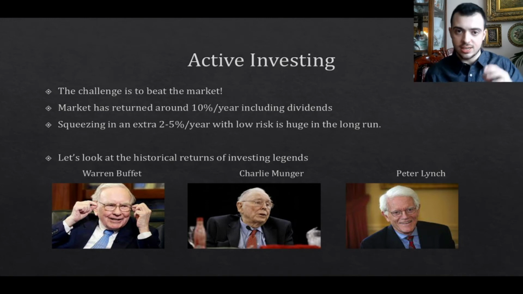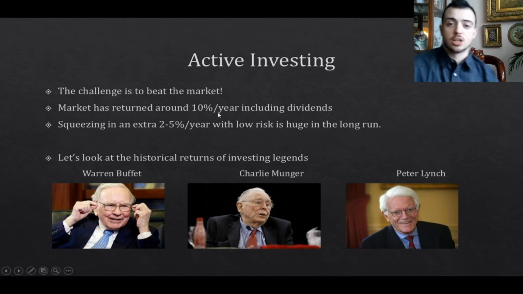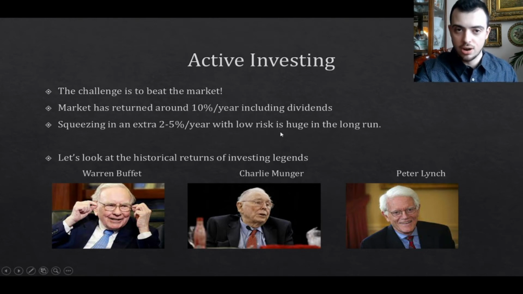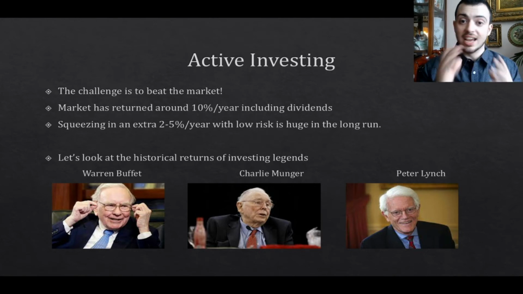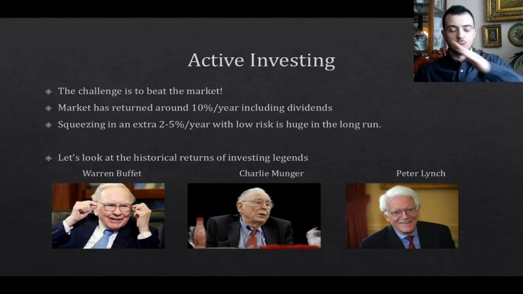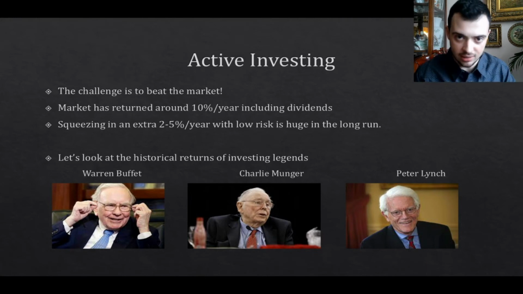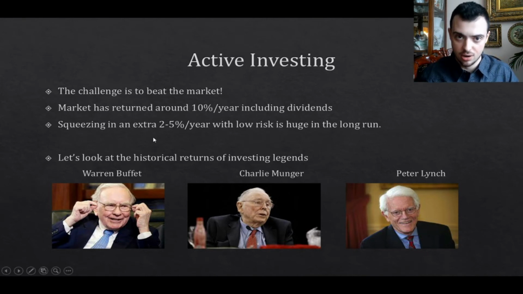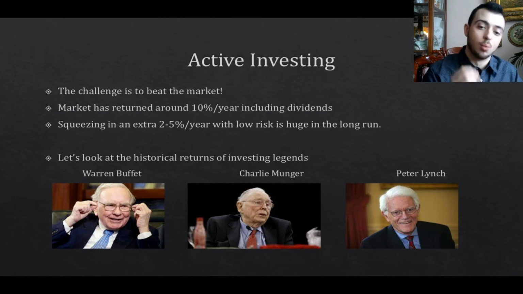That is your whole goal, is that you want to beat the S&P 500 or whatever index you're trying to beat. So as you can see, passive investors are going to take advantage of the 10% per year that the stock market has returned. The S&P 500, for example, has returned around 10% a year with dividends, plus or minus, over the long term. So the passive investor is just following that market's wave. Your goal as an active investor is to try to beat the market and hence accumulate even more wealth than the passive investor. Squeezing in an extra 2 to 5% a year, if you could, with low risks though.